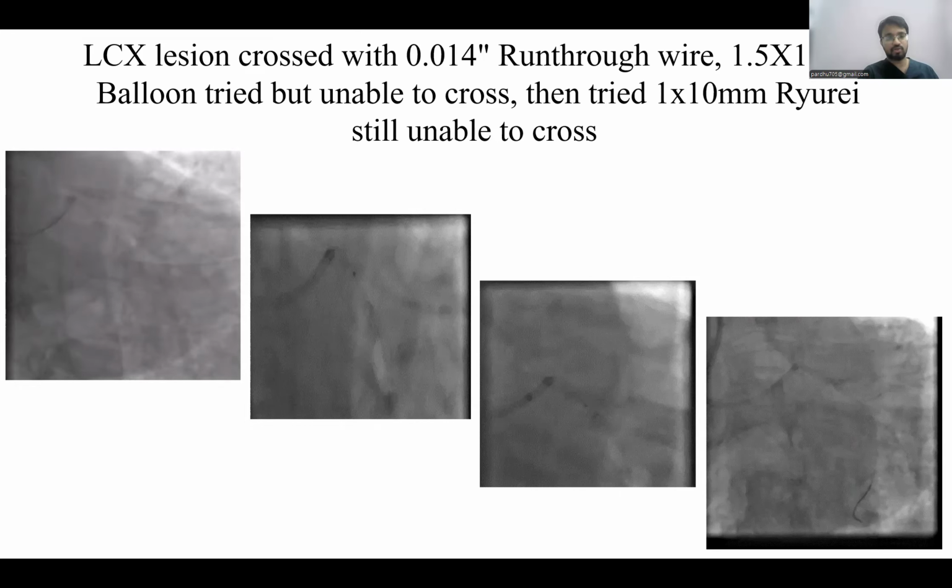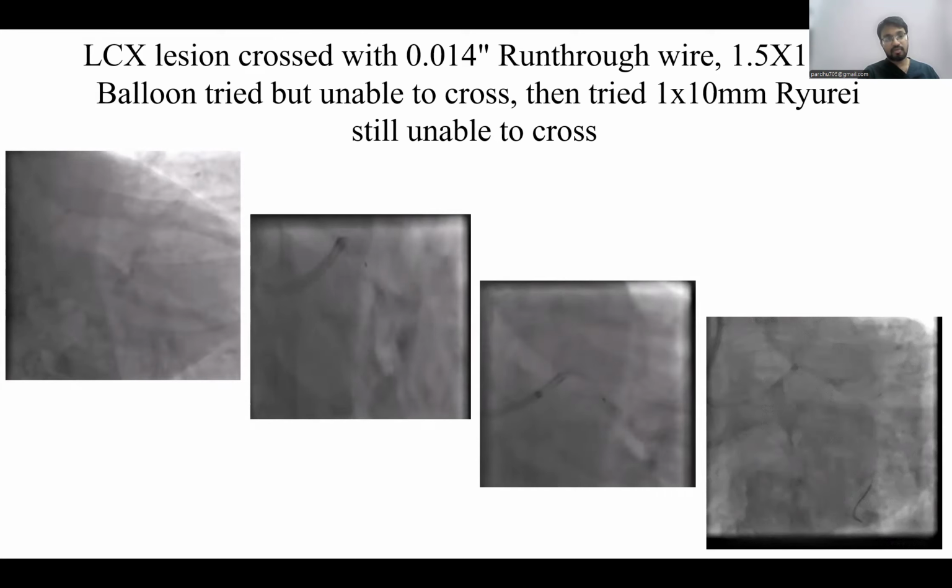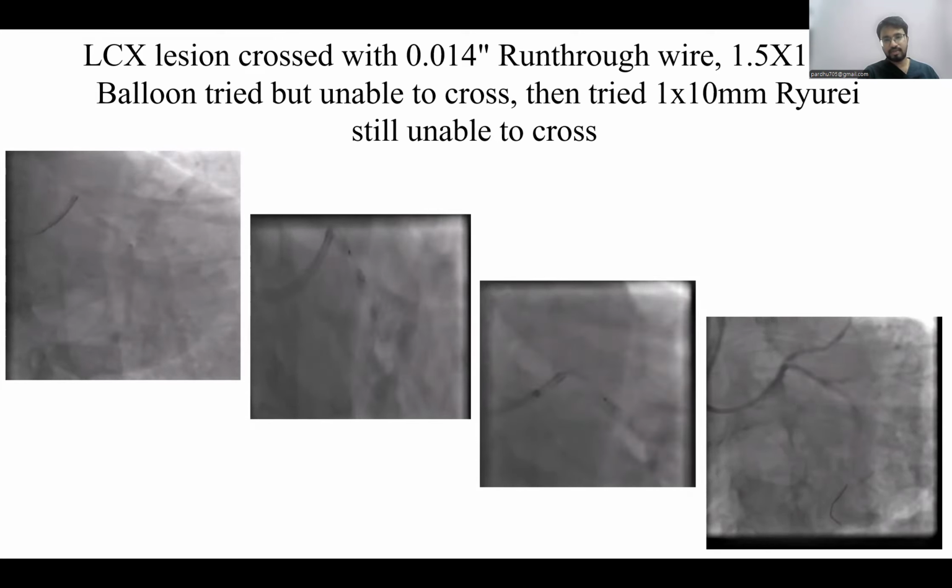tried to pass a balloon. That is a semi-compliant balloon. The balloon did not cross the proximal part of the stent. We thought that it could be because of the tortuosity. So we took a still smaller balloon, that is 1.5, and tried to cross the proximal part of the stent. Still, it did not cross the proximal part of the stent. Even with the help of the guideliner, we were unable to cross the stent.